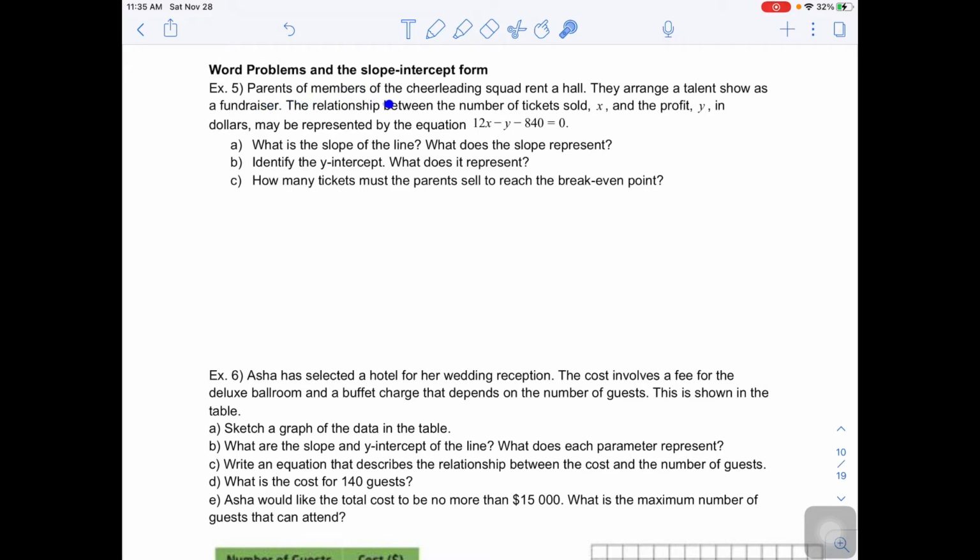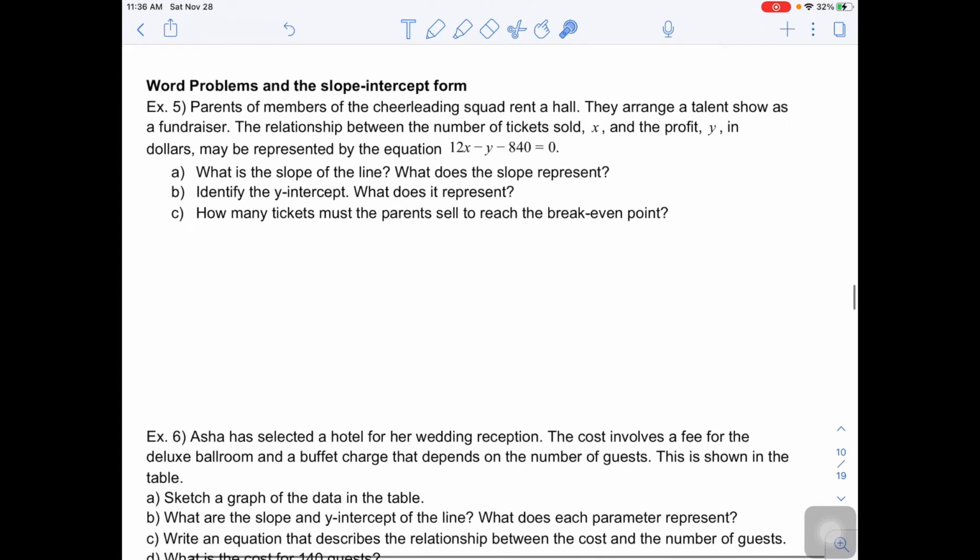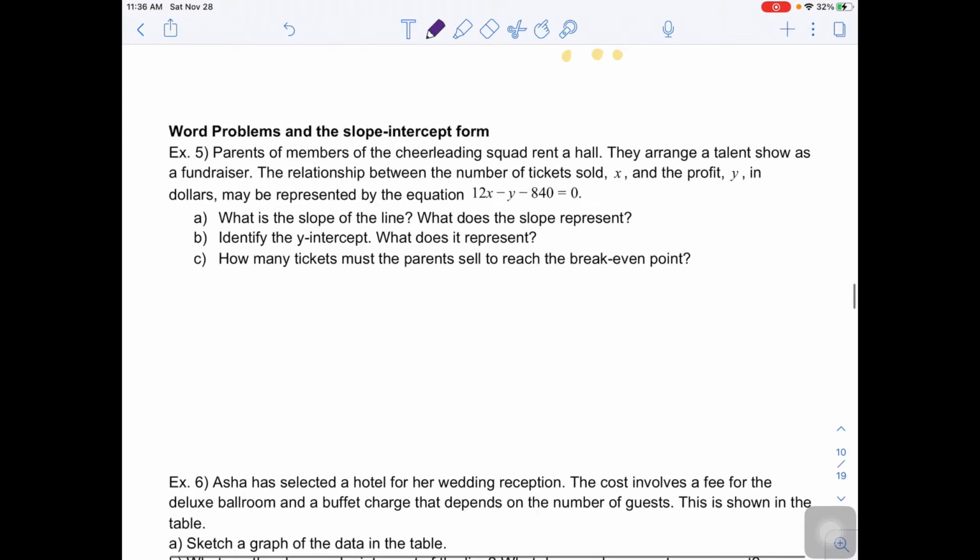So parents of members of the cheerleading squad rent a hall. They arrange a talent show as a fundraiser. The relationship between the number of tickets sold, x, and the profit, y, in dollars may be represented by the equation 12x minus y minus 840 equals 0. What is the slope of the line? What does the slope represent? So here, remember that y equals mx plus b, where m is your slope and b is your y-intercept.